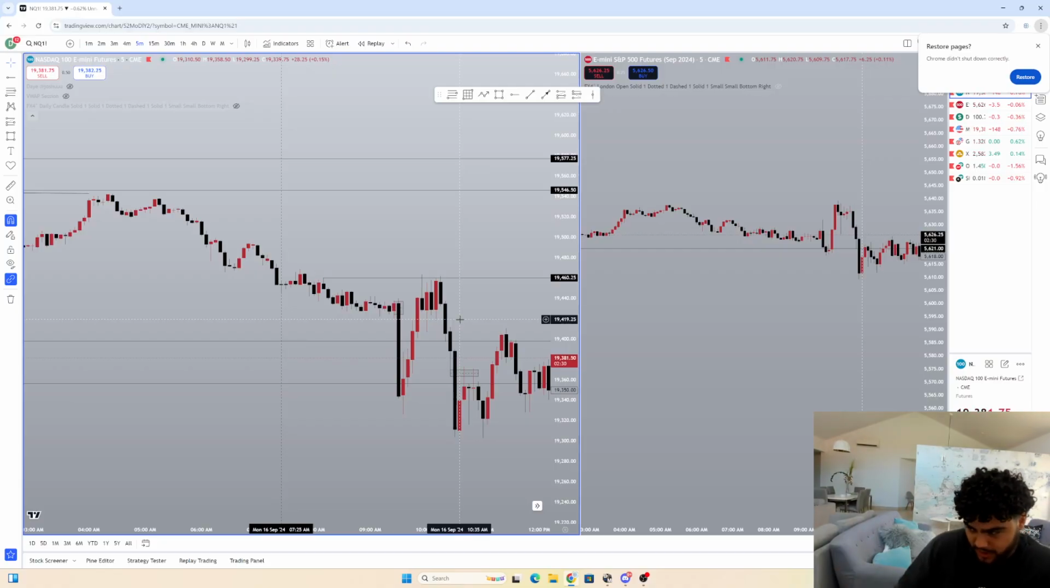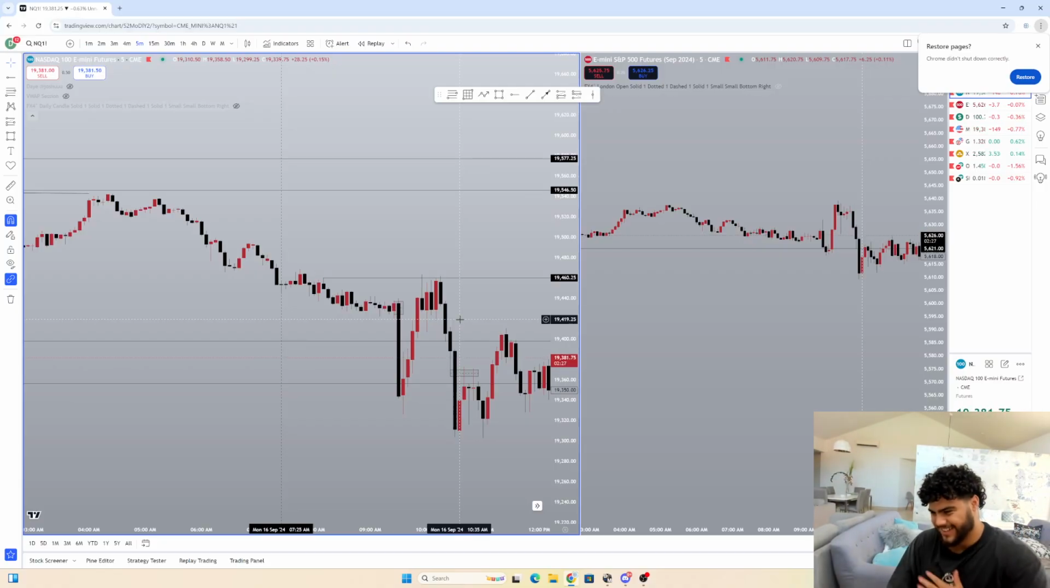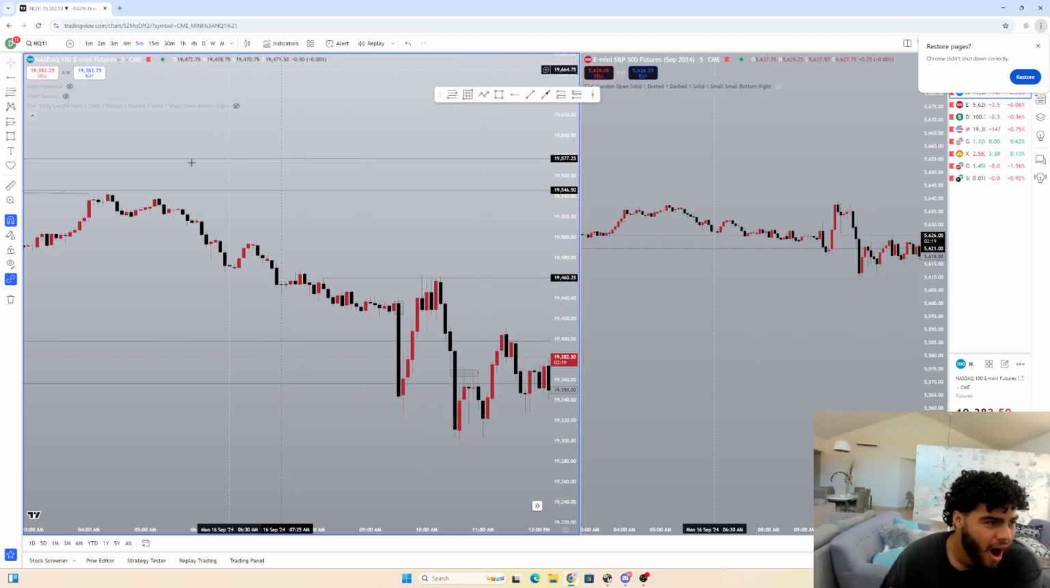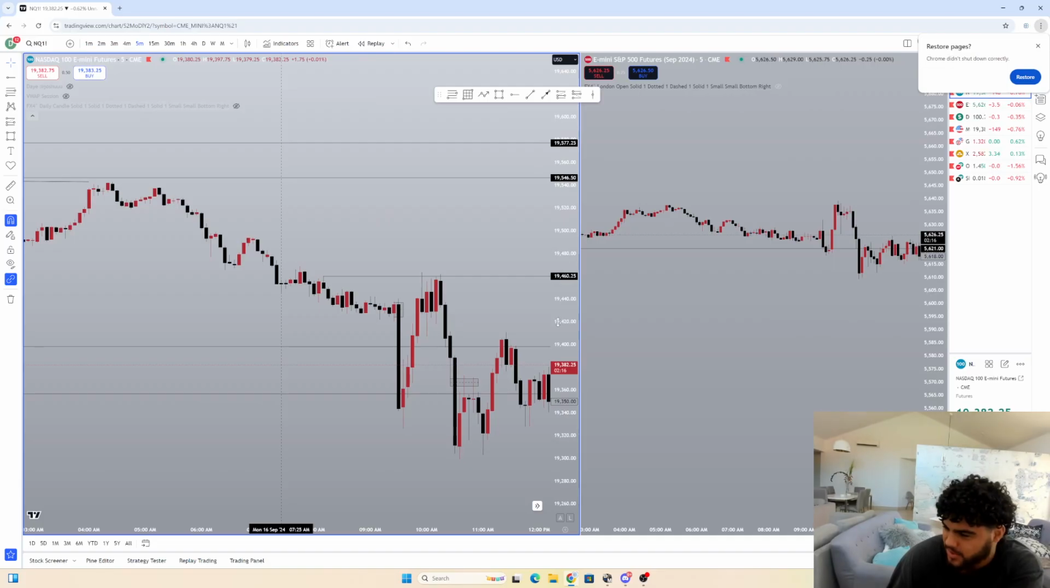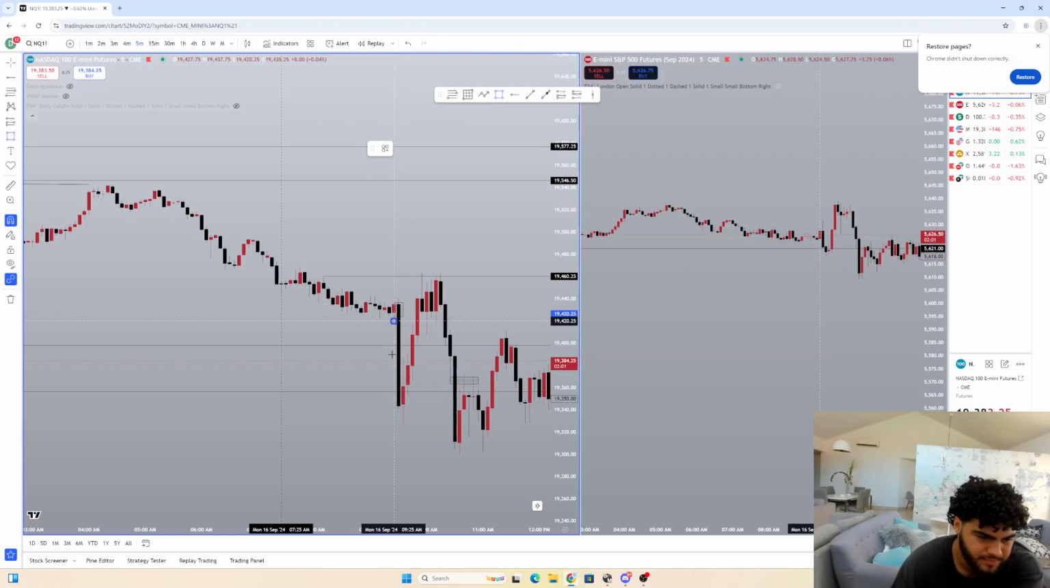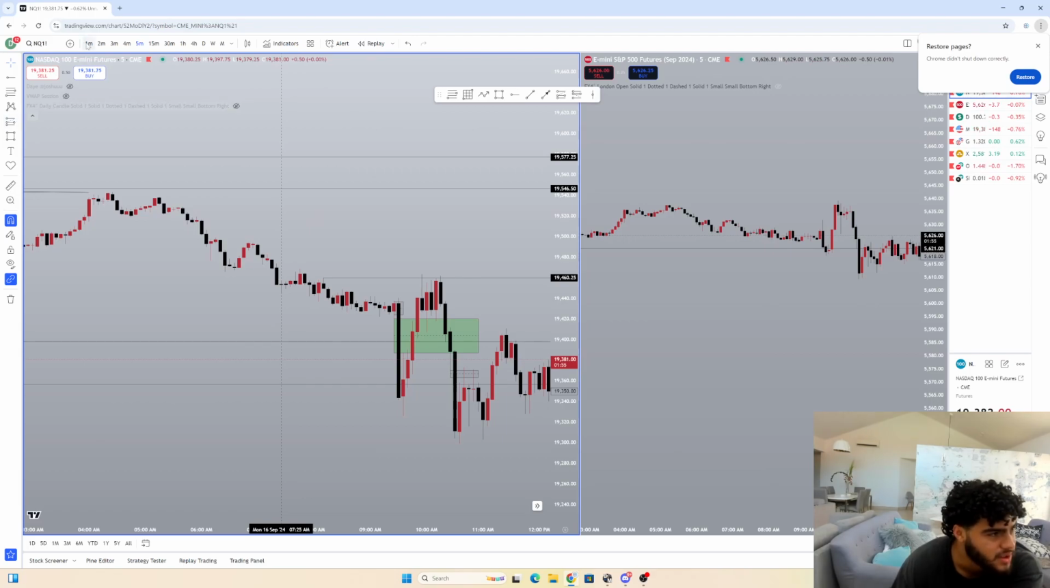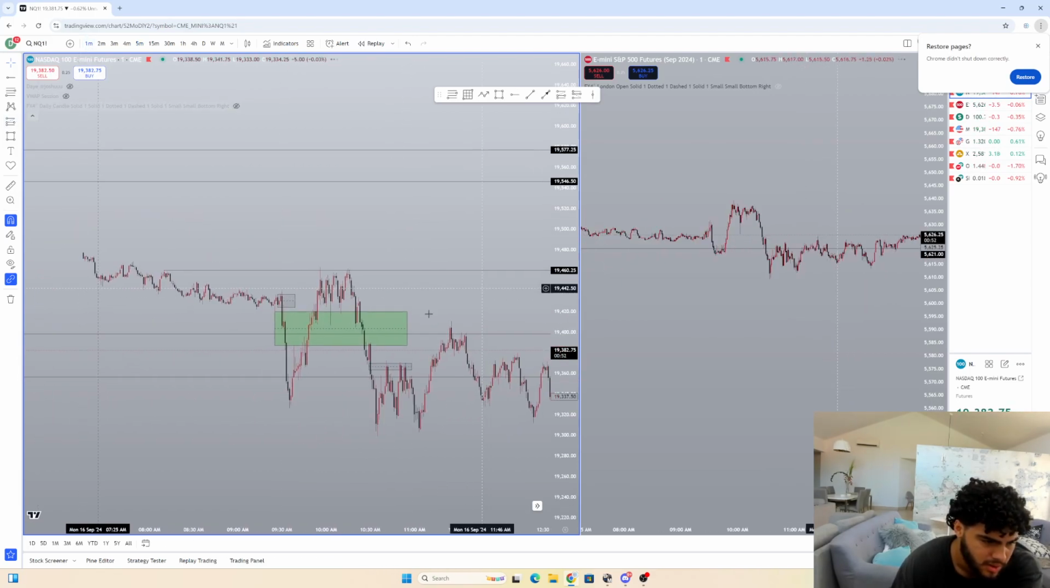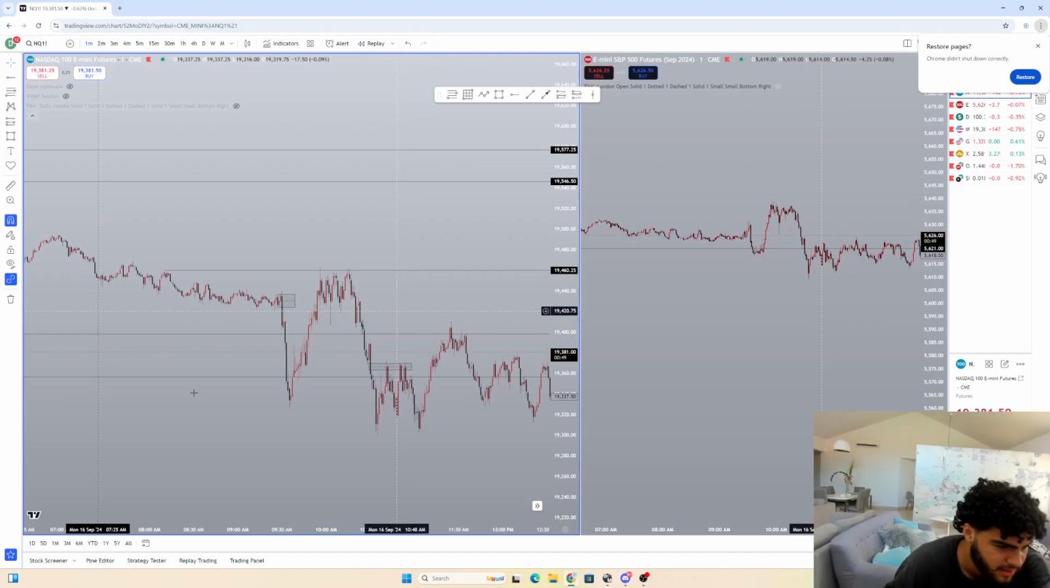How do you enter off inverse fair value gaps? You put your limit order on it. I'll show 1 minute examples in a second. I mean like when you close above it. So with inverse fair value gaps for entries, I enter on the candle close if it allows a good risk to reward. So let's find a good example. Like on the 1 minute, it's easier to spot.